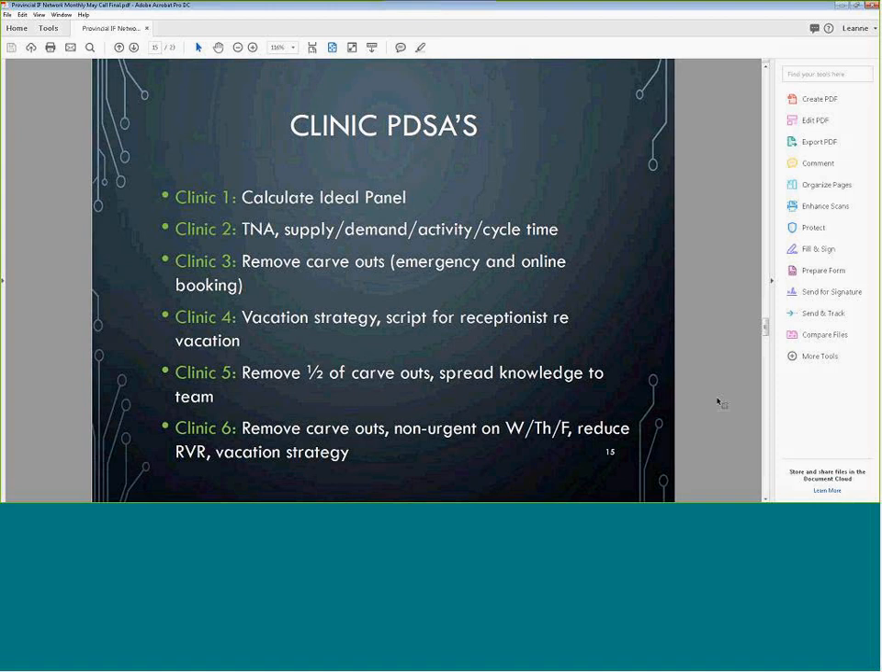Our last clinic really tried quite a few things in their time off. They tried removing the carve-outs, moving non-urgent appointments later in the week and leaving the Monday visits for urgent visits, changing the return visit rate, trying the vacation strategy, and also max packing. I'll share what they learned on a couple of those.